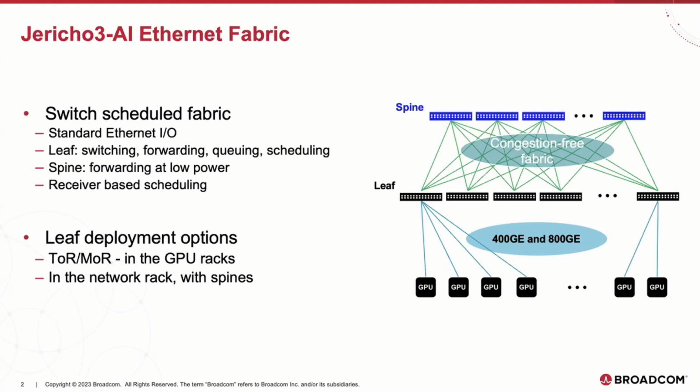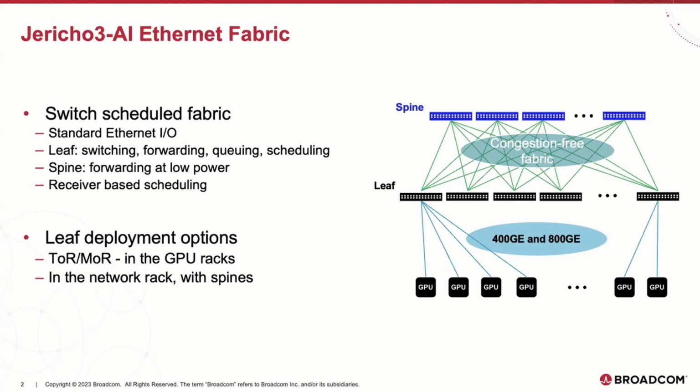Basically, all the intelligence resides on the leaf device. The leaf device is based on the Jericho family. It's going to do the switch, lookup, queuing, and scheduling. The spine device is based on the Ramon family. The spine device is very power efficient and optimized for the AI workload. Why? Because there's no packet processing in the spine device. You can imagine it as hardware to interconnect different leaf devices.